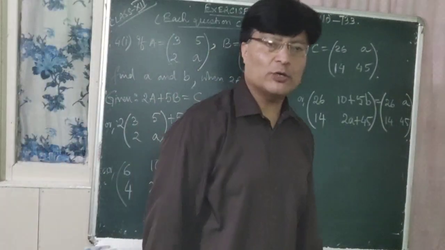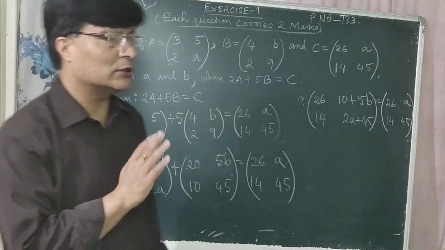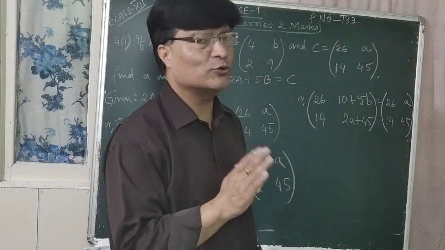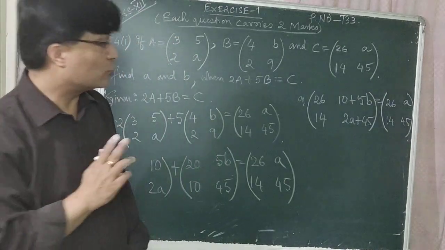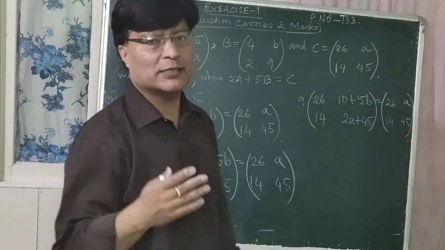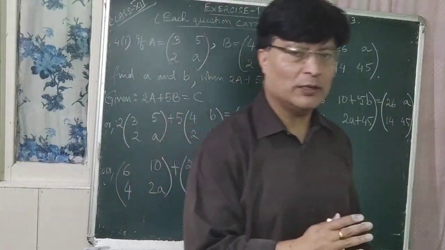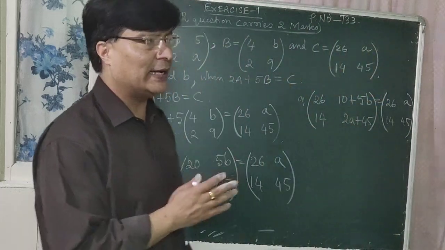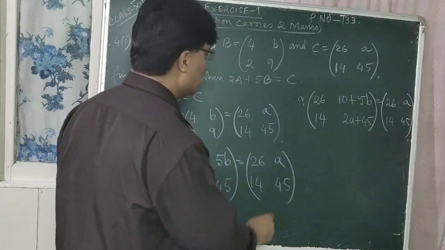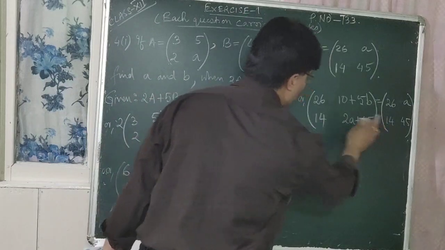So you know from equality of two matrices, when are the two matrices equal? The two matrices A and B are said to be equal if they are of the same order and their corresponding elements are also the same. So 26 is equal to 26, right, and 14 is equal to 14, also right.